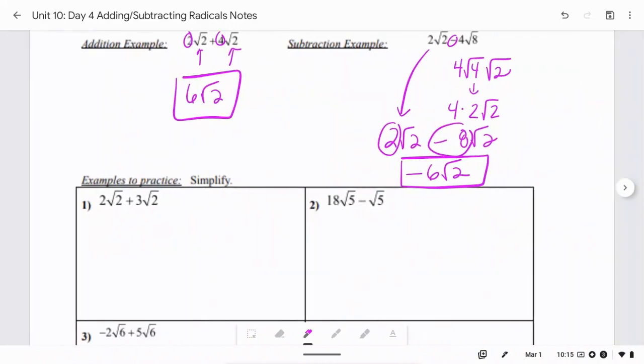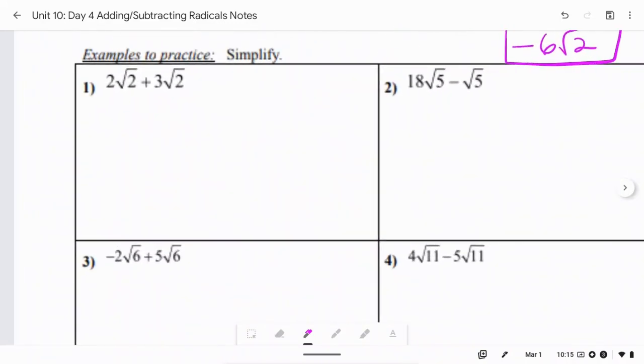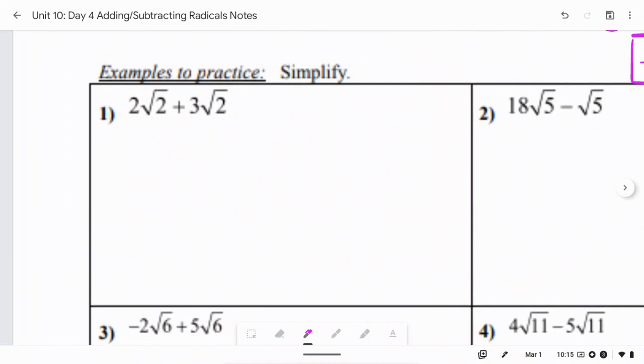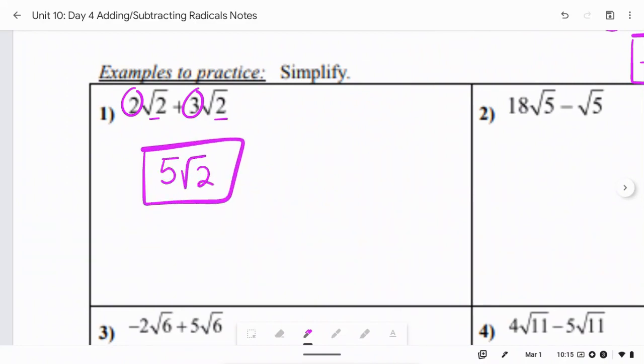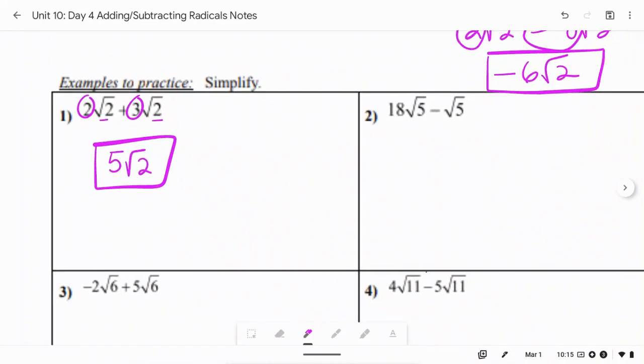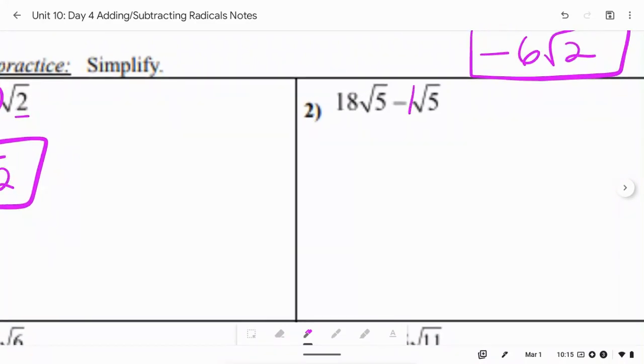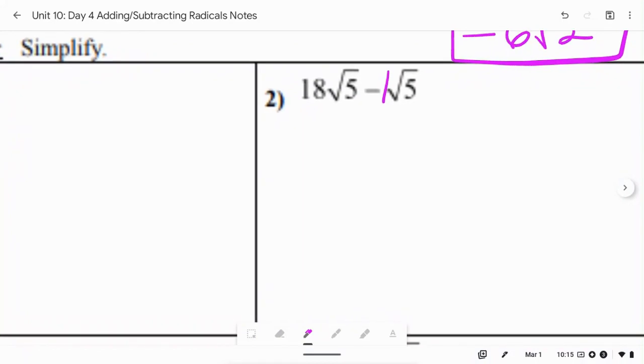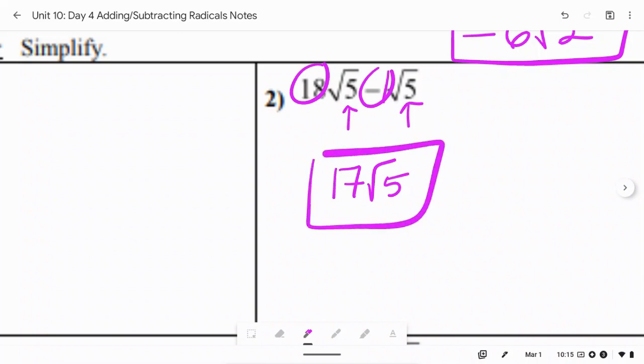These first 4 examples are pretty easy because in all of them the radicals are the same, so we're just going to go ahead and combine them. Here, the radicals are the same, so I'm just going to combine the coefficients. 2 plus 3 is 5 square root 2. Final answer. In example 2, technically there's a negative 1 in front of the second square root. Again, because the radicands are the same, I can combine them. So I'm going to do 18 minus 1 to get 17 square root 5 as my final answer.